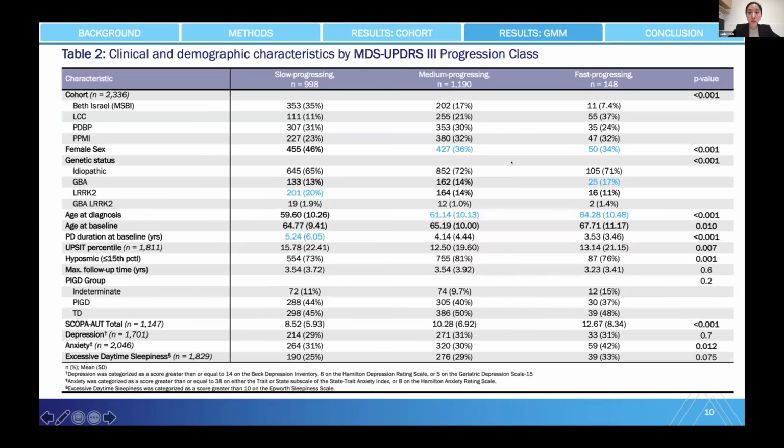Looking at the MDS-UPDRS3 progression and these latent classes, what we see is that women are less represented in the medium and fast progressing groups, but they do have a higher age at diagnosis in these groups. The slow progressing group had the longest duration of PD. And we had the highest representation of GBA in the fast progressing motor groups here. And in the slow progressing groups, you were more likely to have LRRK2.